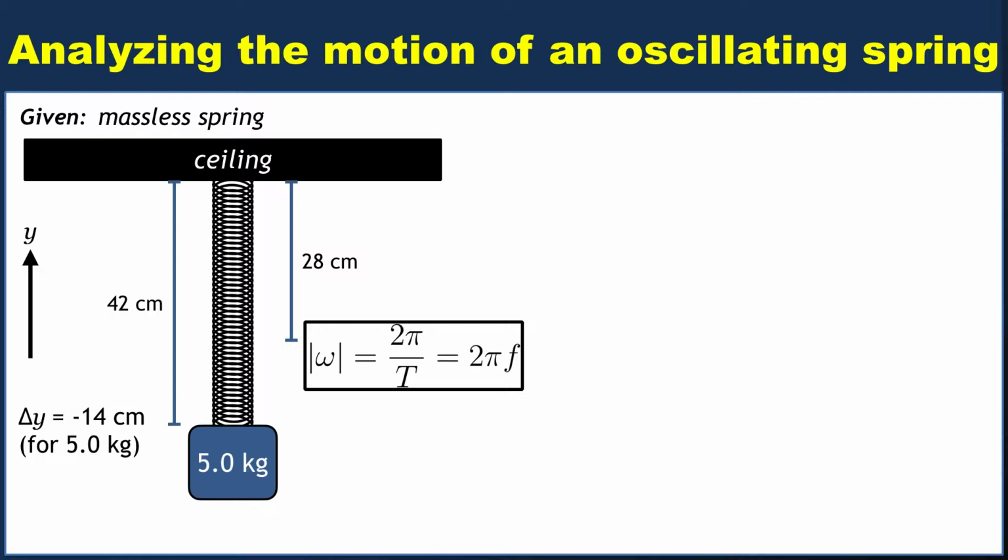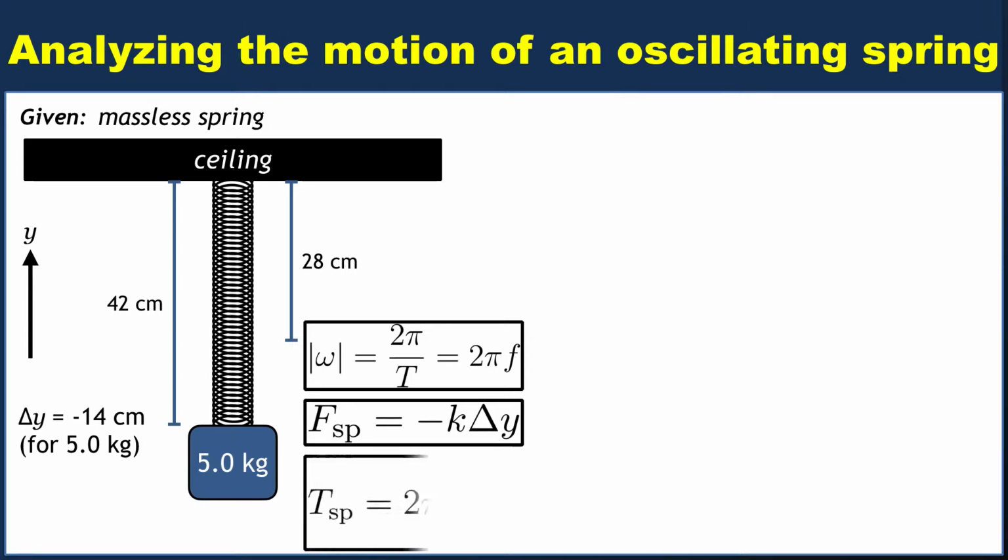But to do so, we also need to know the spring constant of the spring. And to get that, we'll use the equation for the spring force, that the spring force is minus k times delta x. That's how it's usually presented, but of course we can rewrite it in terms of delta y, no problem. The last equation we'll use is the equation for the period of a spring oscillating, and that's just 2 pi times the square root of the mass attached at the end divided by the spring constant. So we'll use all of these equations.